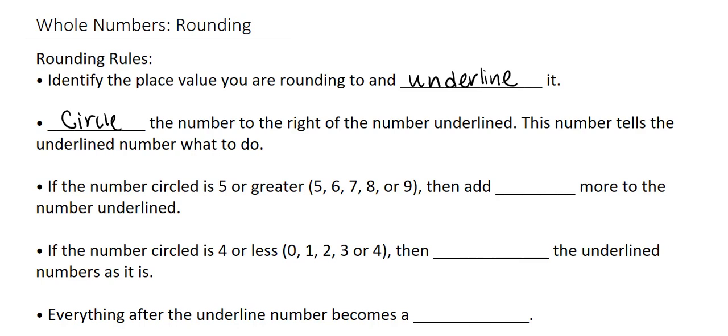If the number circled is 5 or greater, so that means it's 5, 6, 7, 8, or 9, then we're going to add 1 more to the number underlined. If the number circled is 4 or less, so it's either going to be 0, 1, 2, 3, or 4, then we're going to keep the underlined number as it is. And then everything after the underlined number becomes a 0. So let's do an example to show this.